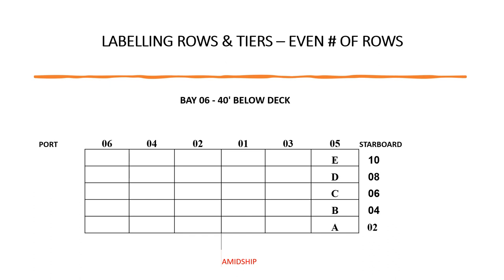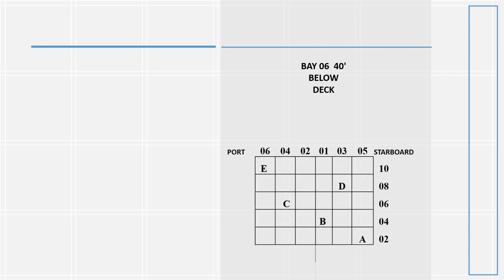Now, let's identify where each of these containers, A, B, C, D, and E, are located. So we have bay 6, a 40-foot bay, and we are looking at below deck. We just want to identify the positions of these containers using three coordinates. We're going to be using the bay, the row, and the tier. Now, we know that containers cannot float, but for this exercise, we will distribute them all over the bay. So let us look. So A.